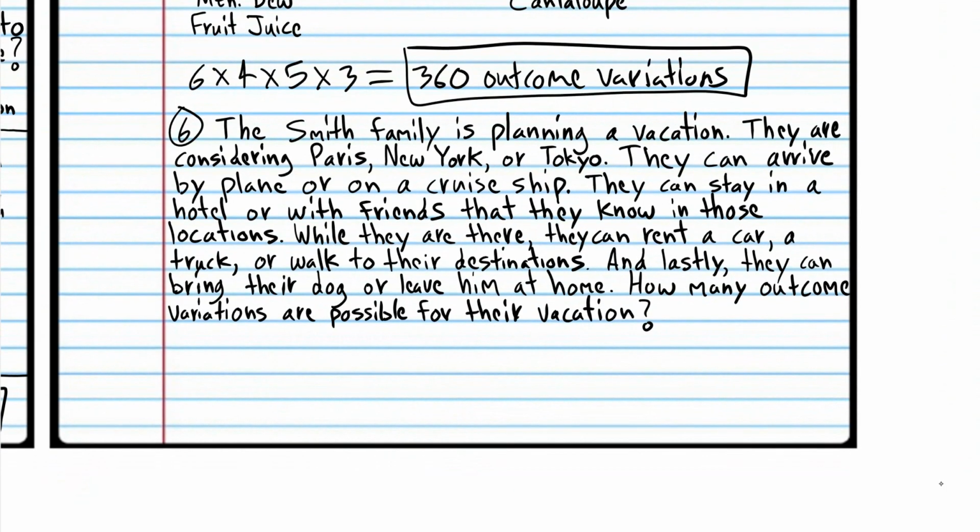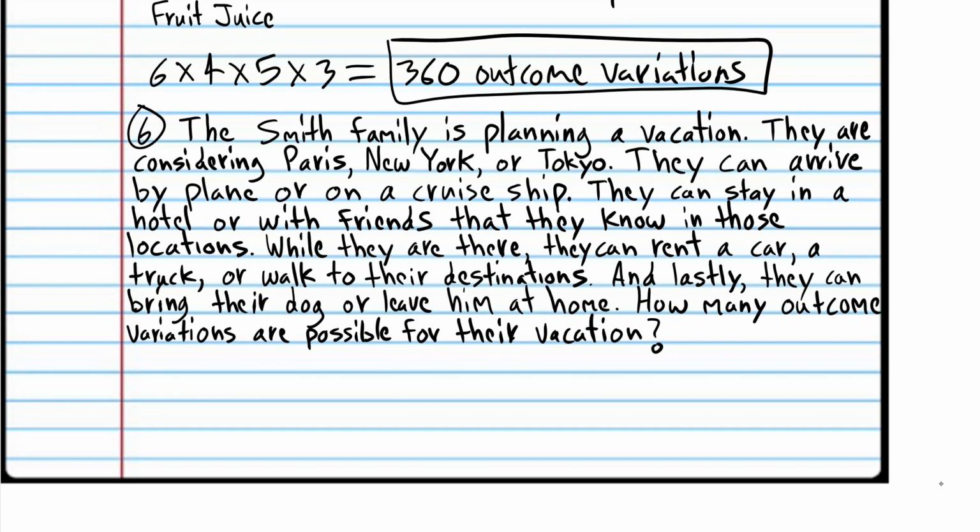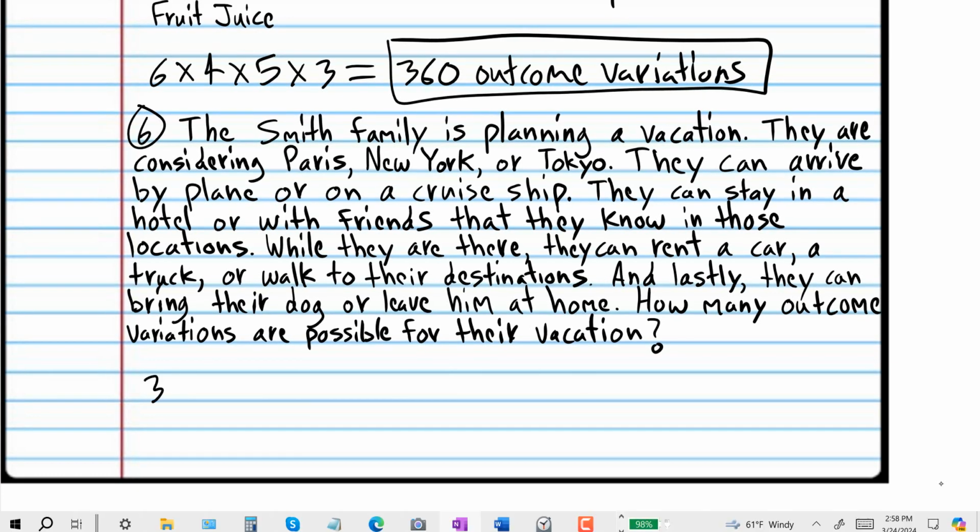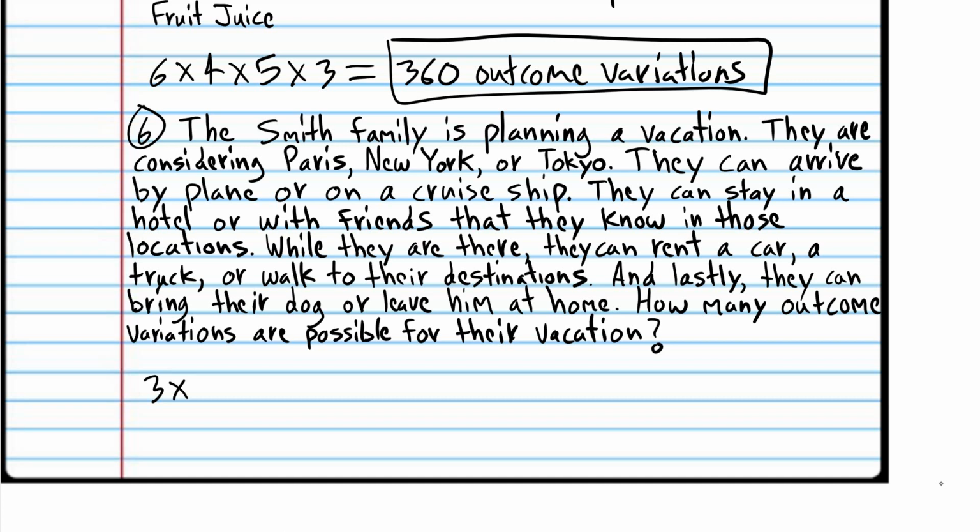Okay, we're back. So they have 3 different options for their destination. They can arrive at their destination by plane or on a cruise ship, so that's 2 different options for the second choice. They can stay in a hotel or with friends. That's 2 different options for the third choice. They can rent a car, a truck, or walk to their destinations. So that's 3 different options for the fourth choice. And lastly, they can bring their dog or they can leave him at home. So that's 2 different options for the 5th choice.